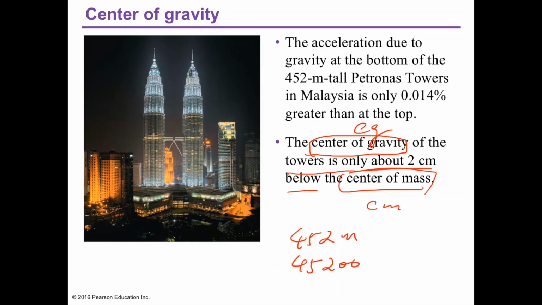That's 45,000 centimeters, right? We're talking about the CG minus a centimeter of the height, and the difference of the two is only actually negative 2 centimeters. So that's a very small difference. So basically, when we're talking about center of gravity, in almost all situations and cases, you can assume that the center of gravity is the same as the center of mass.